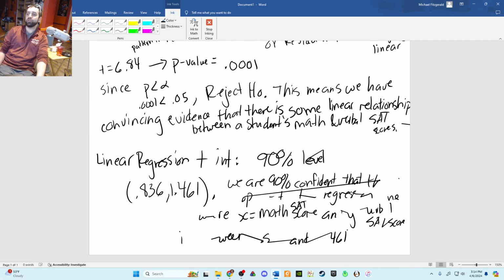So we want to conclude by saying we're 90% confident that the slope of the true regression line that connects these two variables is between these two numbers. I don't know what happened with this program.